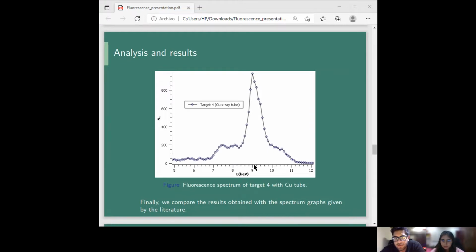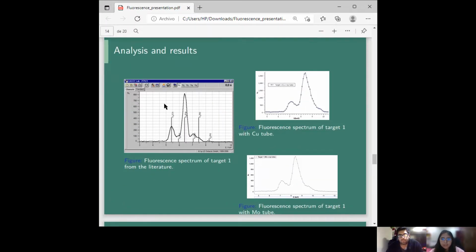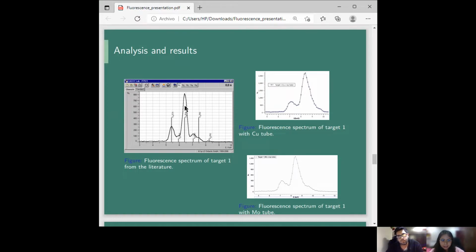Finally, we compare the results for the spectrum graphs with the literature. Here we can see the fluorescence spectrum of target 1. This one was given by the literature, and we can see that the graphs obtained using the Mo tube and the Cu tube are similar to this graph. However, the characteristic lines differ a little bit in energy value, because here we can see that the highest peak is around 6.5, while our peaks were around 8.5.